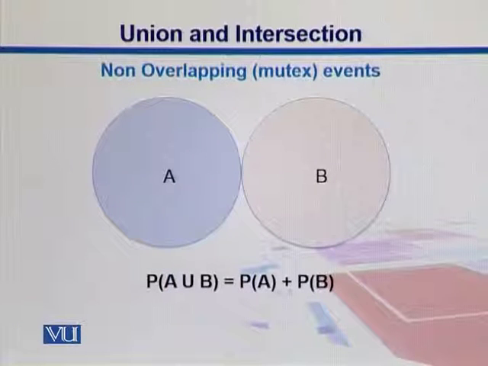Here is the difference, guys, between mutually exclusive events and non-mutually exclusive events. Since mutually exclusive events do not have anything in common, if we take their union, we can simply add up their individual probabilities. So the probability of A union B in case of mutually exclusive or non-overlapping events is given by this equation: P(A union B) is equal to P(A) plus P(B).